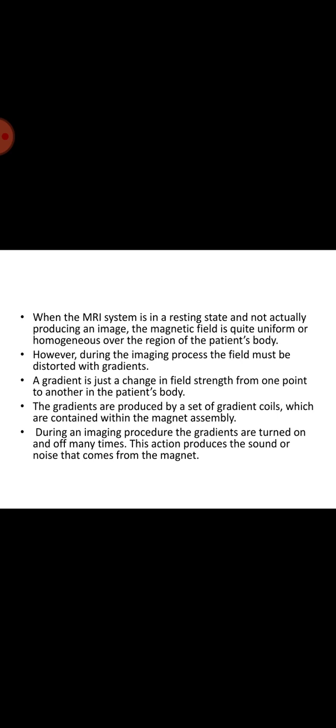When the MRI system is in resting state and not actually producing an image, the magnetic field is quite uniform or homogeneous over the region of the patient's body. However, during the imaging process, the field must be distorted with gradients. A gradient is just a change in the field strength from one point to another in the patient's body. The gradients are produced by a set of gradient coils which are contained within the magnet assembly. During an imaging procedure, the gradients are turned on and off many times, and this action produces the sound and noise that comes from the magnet.